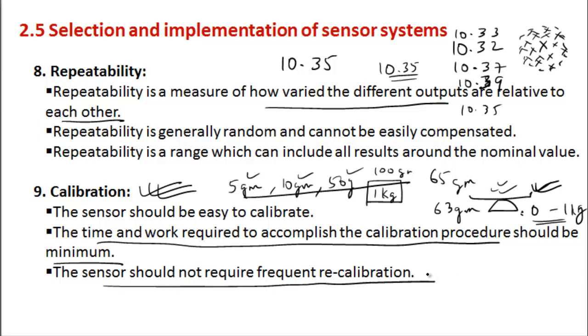When you are trying to maintain these two things, obviously you will have to use very good raw materials when making these devices or sensors. The calibration should not need to be frequent, and at the same time the calibration procedure should be very fast. For these things, again the price will go up.